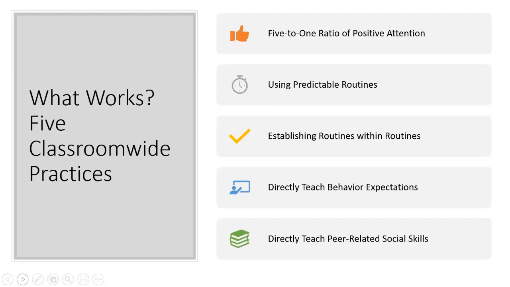And then we always go back to Tier 1 and Tier 2. What works? What are the 5 classroom-wide practices that always work? Remember the deposits. 1, 5-to-1 ratio of positive attention. 2, use predictable routines. 3, establish routines within routines. 4, directly teach behavior expectations. And 5, directly teach peer-related social skills.